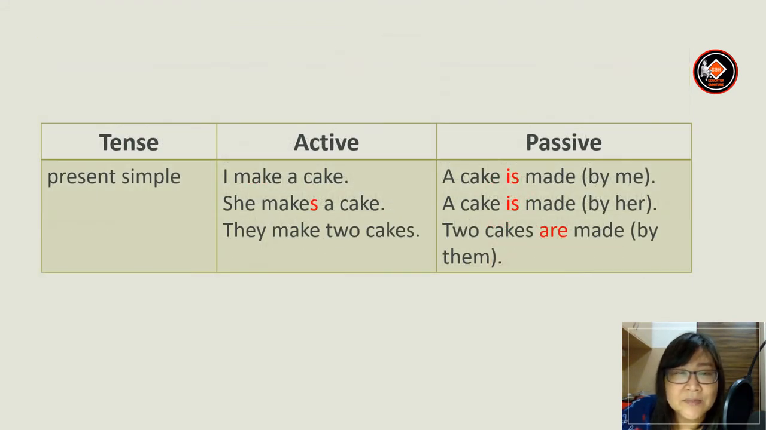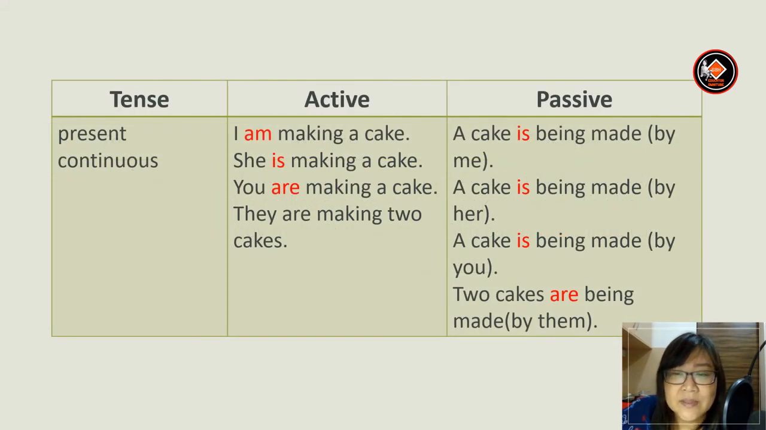First, present simple. The active, I make a cake. Passive, a cake is made. Or you can say a cake is made by me. She makes a cake. A cake is made by her. They make 2 cakes. 2 cakes are made by them.